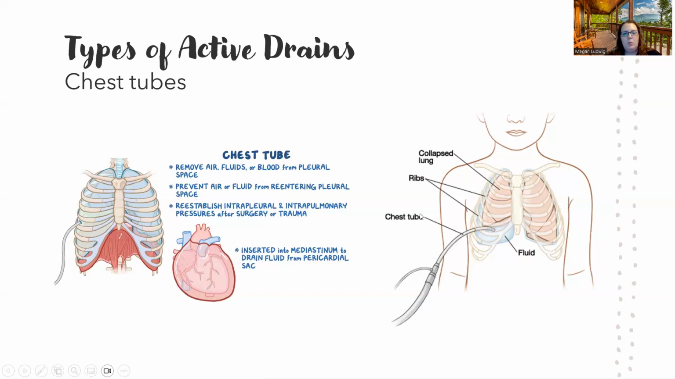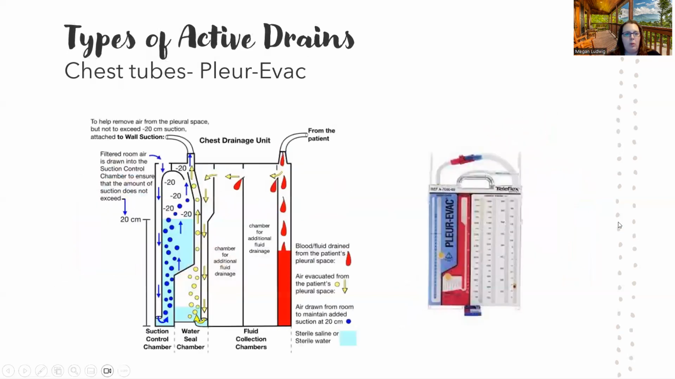Okay, so this shows you approximately where it would be placed. You could have multiple. You could have one up top and one down below. If you have two on the same side, the one on the bottom is used to drain fluid, and the one on the top would be used to drain air. We're going to let gravity work, obviously, fluid would go to the bottom. Okay. So here's a picture of one of those.